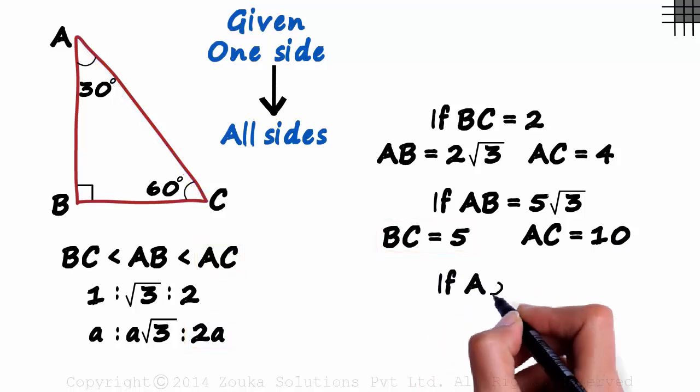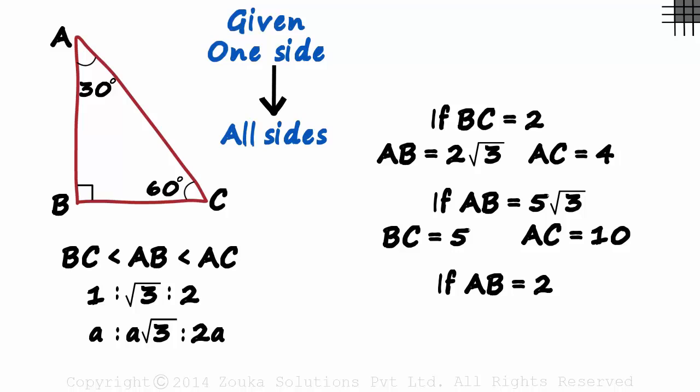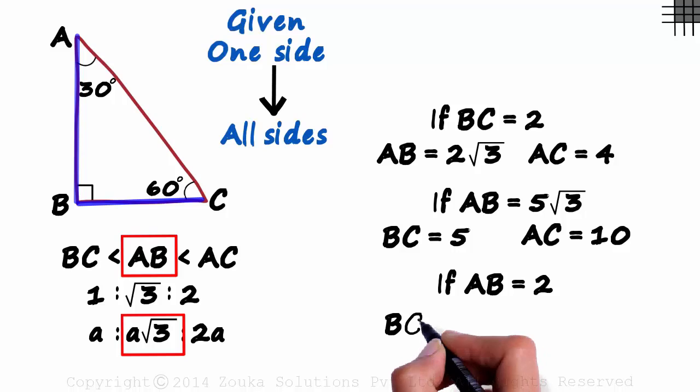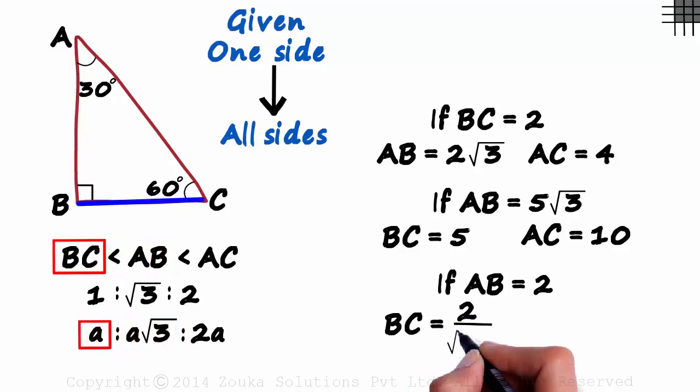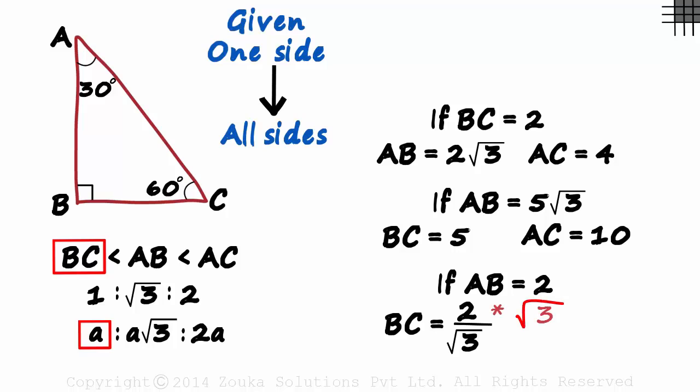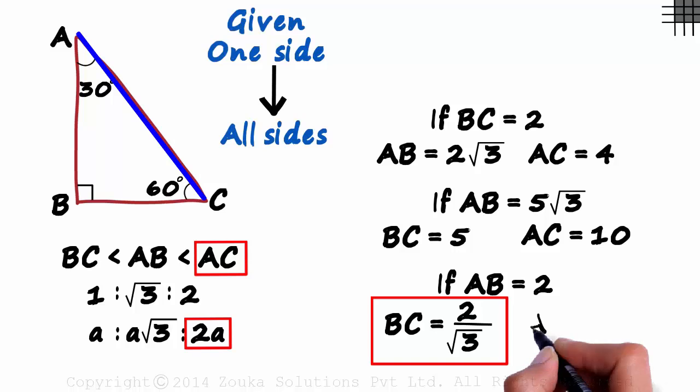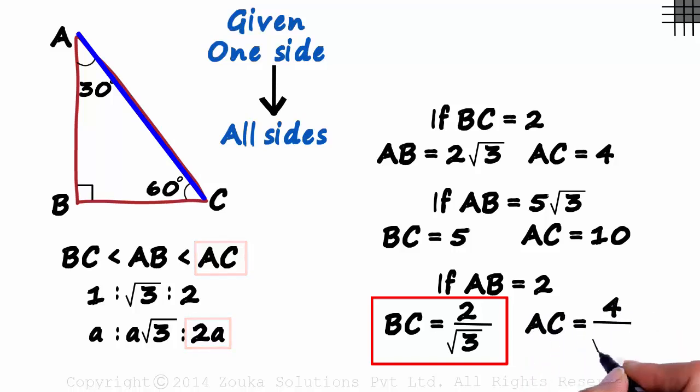What if AB is equal to 2 units? This is interesting. If AB is 2, then BC has to be 2/√3 units. Look at it this way. This times √3 should give you AB. So 2/√3 times √3 is 2. AC will be just twice of BC, which equals 4/√3.